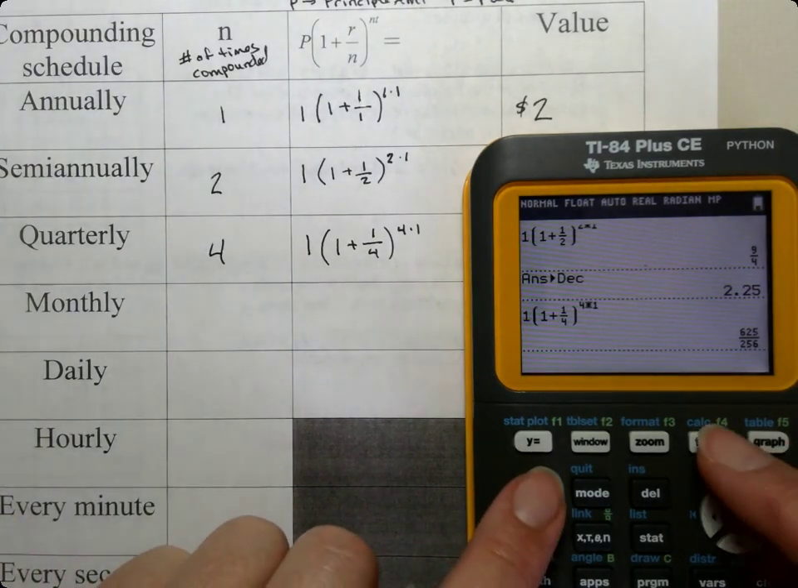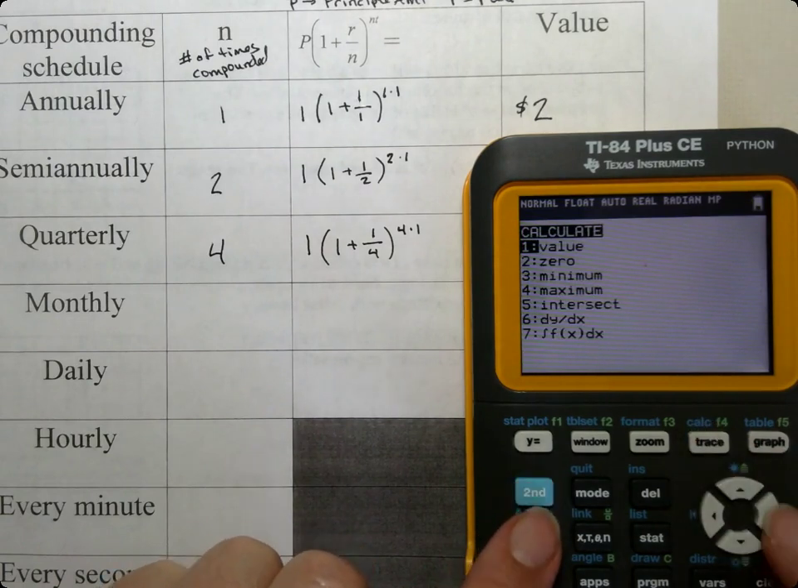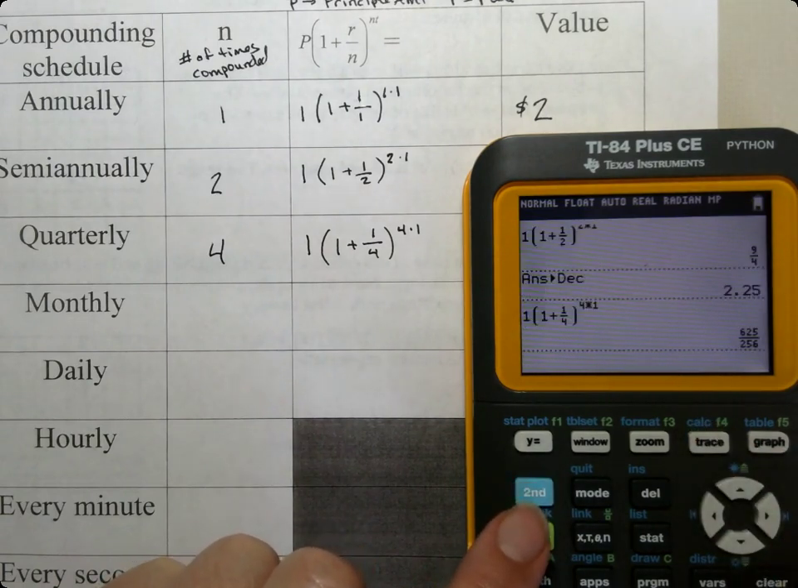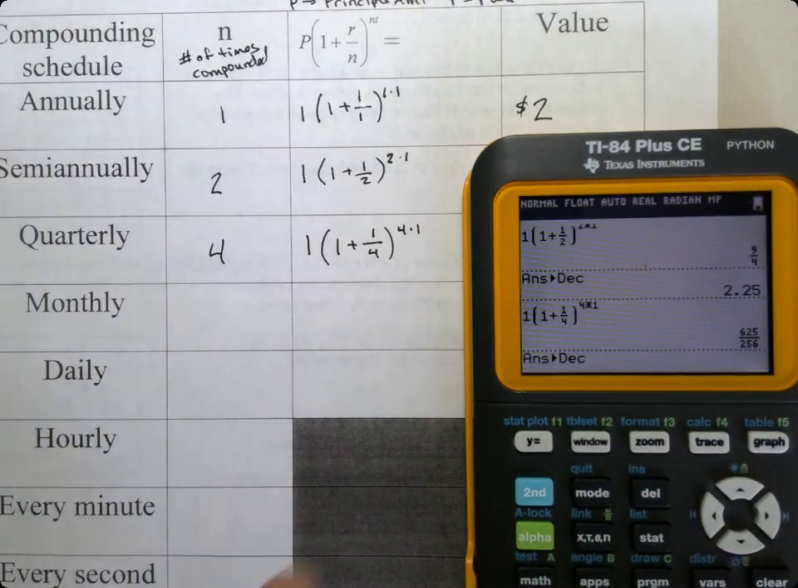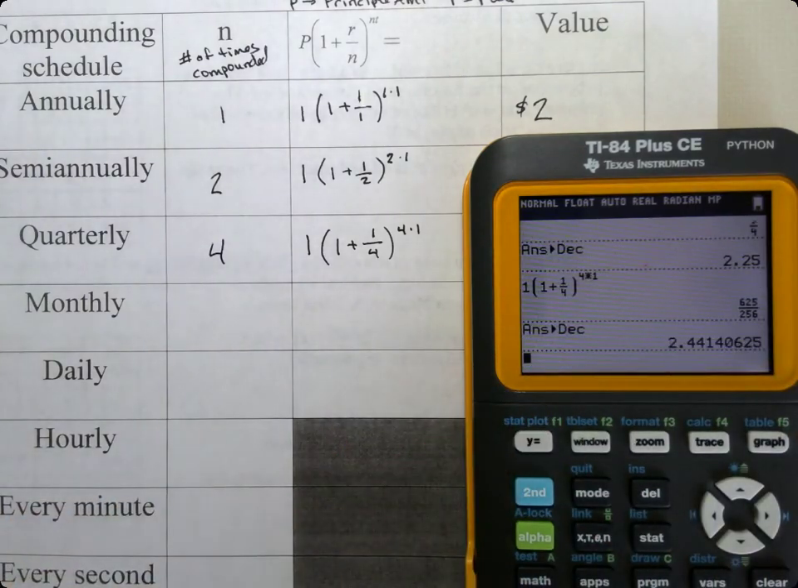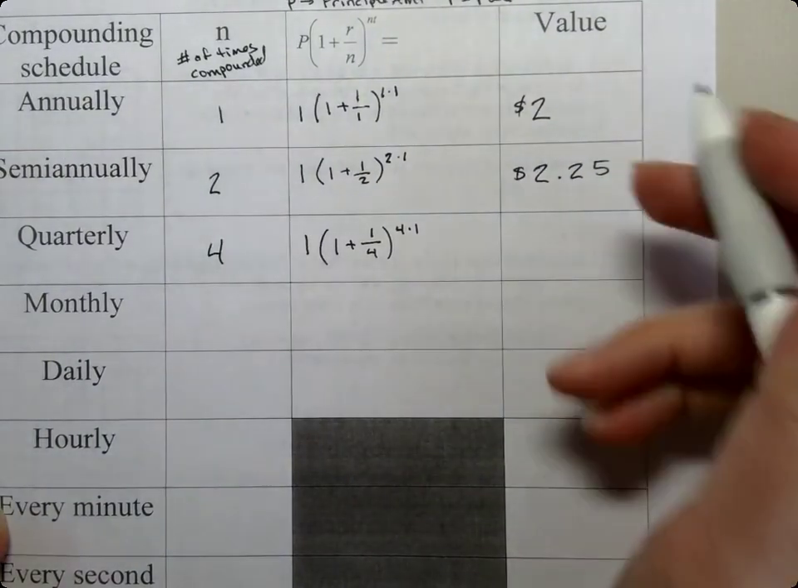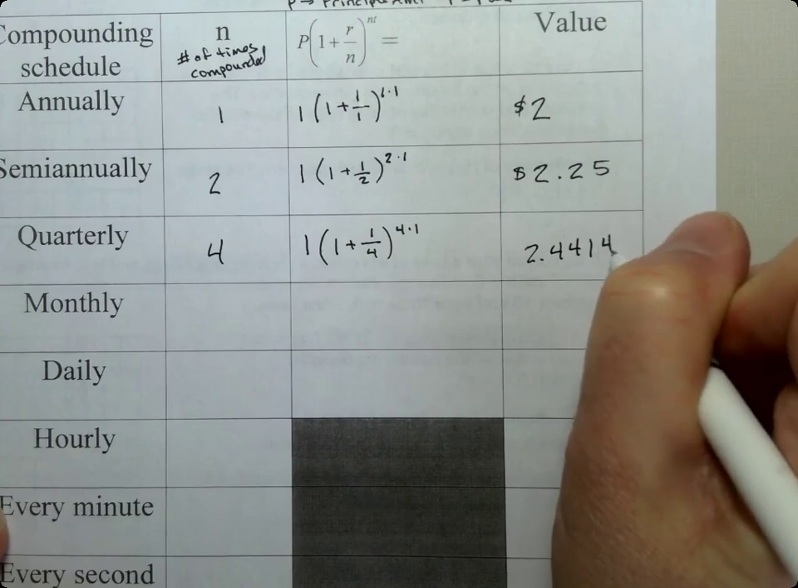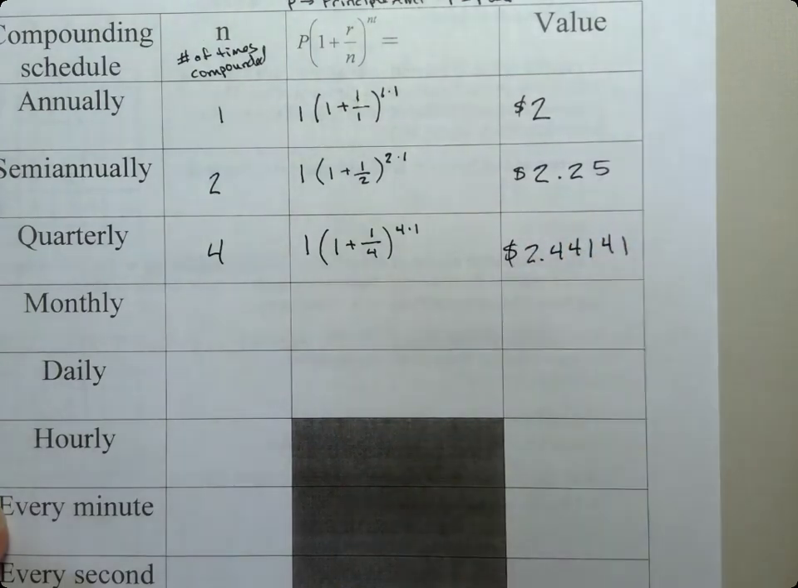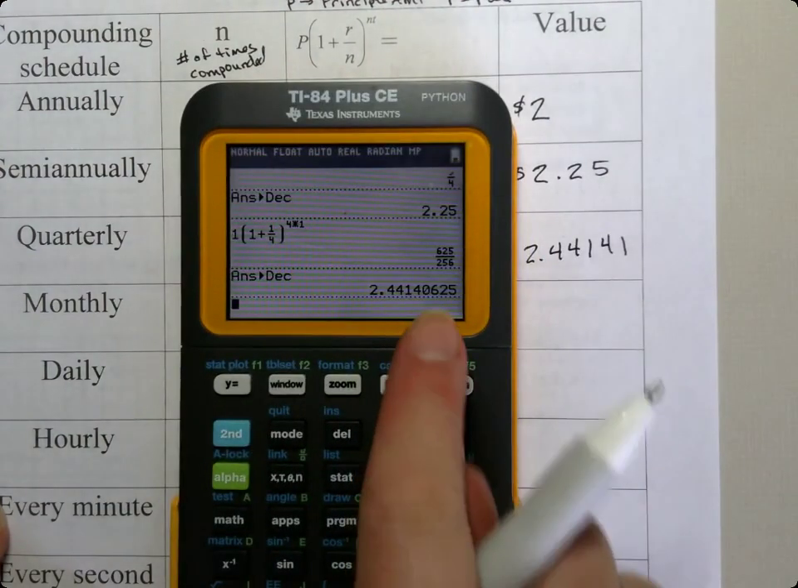I think I learned something. If you're in here, nope, that's not it. There's another way to get that. But I'm just going to go to math and hit option 2 for my decimal. Yep, and there it is. Now we want 5 places. So 2.4414, and I'm going to round it up to 1 because it was 0.6.